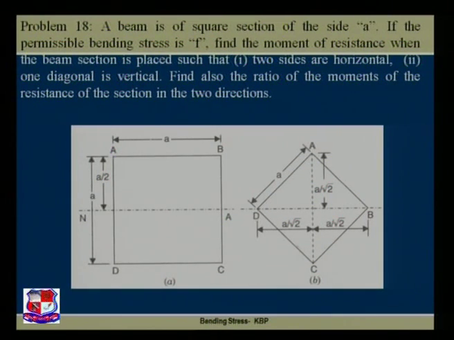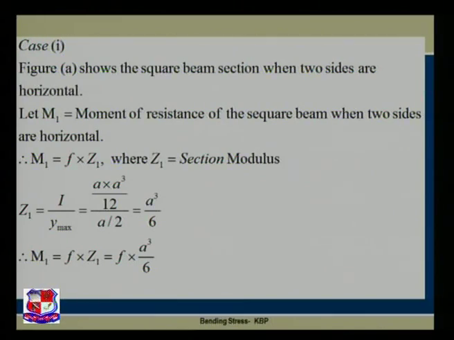What does it mean? The question is that a beam has a square section, which is lying like this. This is the first position, where two sides are horizontal, and the intention is to find out the moment of resistance. The second case is where one of the diagonals is vertical, so obviously the other diagonal is horizontal, and the intention is again to find out the moment of resistance. In the previous lecture, we found the moment of resistance offered by the section when the two sides are horizontal.